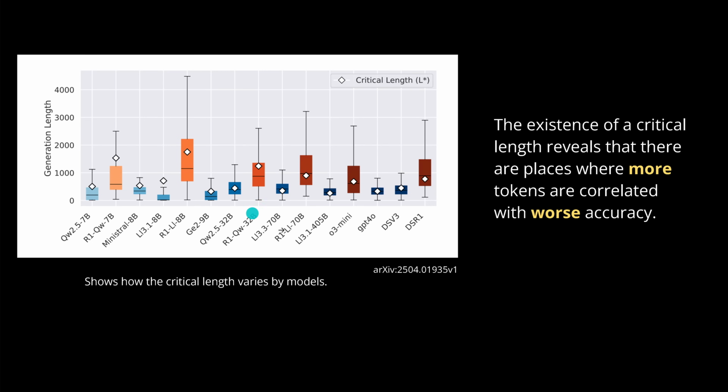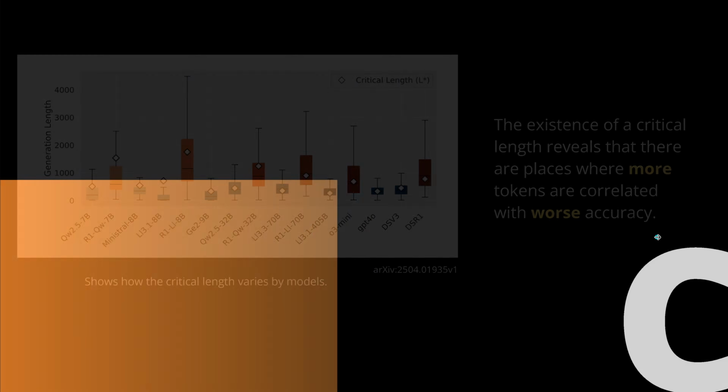If you look at all the different models, you see the critical length varies by each and every model. Here, this is the critical length indicator. You see generation length from 0 to 4,000 tokens. There are the differences. Beautiful. But it also shows us that there are places where more reasoning tokens are correlated with worse accuracy. So more is not always better. You just have to find the sweet spot of the length.